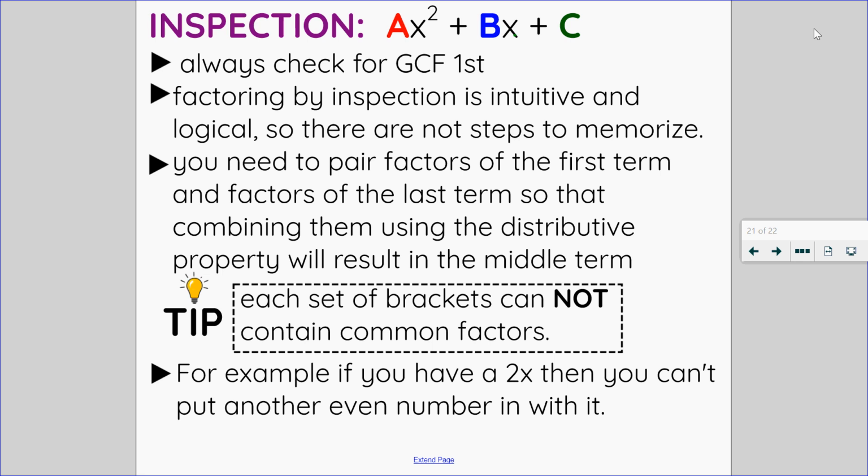Now, with every method that we do, we always look for GCF first and then divide all our terms by GCF if applicable. I want to talk about how do we factor the quadratic that remains.